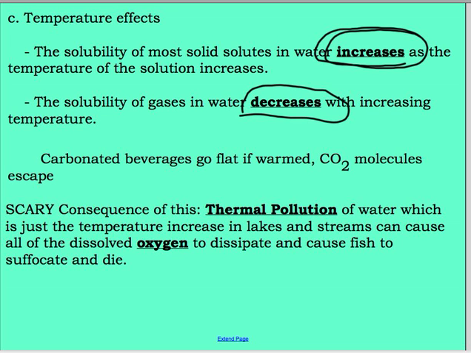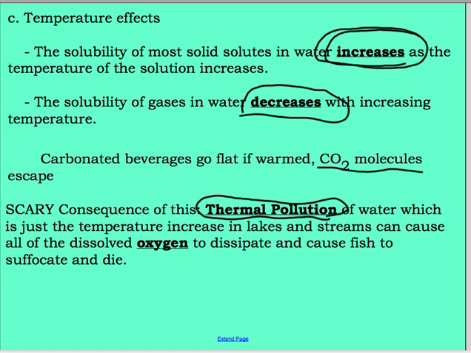If you heat up soda, what's happening is that you're making the CO2 molecules less soluble, so they're going to escape. And a big thing that you don't really think about is thermal pollution. Thermal pollution is basically when you make water too warm, and what that does is it decreases the amount of oxygen, and that affects our aquatic life. Certain fish can't live without a certain amount of oxygen, and they can't survive. Aquatic plants need a certain amount, and you can change or destroy a whole ecosystem by thermal pollution.